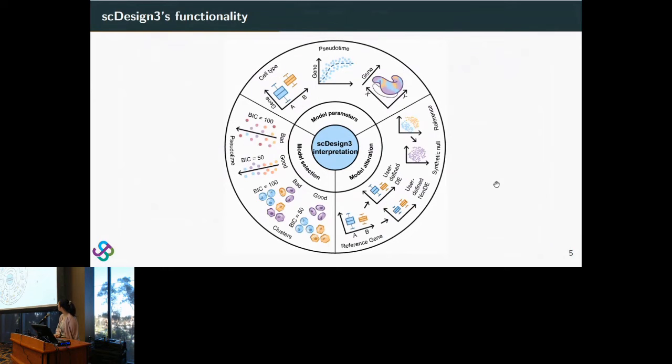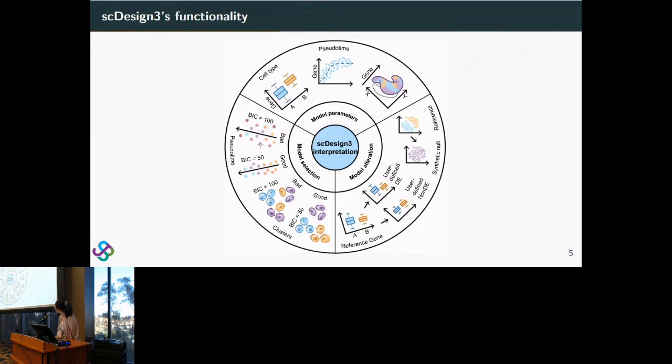The next part is interpretation, because we are a probabilistic model. We have model parameters which can reveal, for example, differences in gene expression across different cell types, along pseudotime trajectories, and gene expression patterns across different spatial locations. We also provide the unsupervised metrics AIC and BIC to reveal the goodness of fit of the covariate to the model.